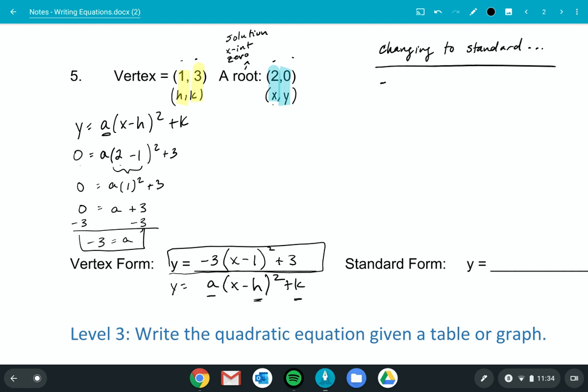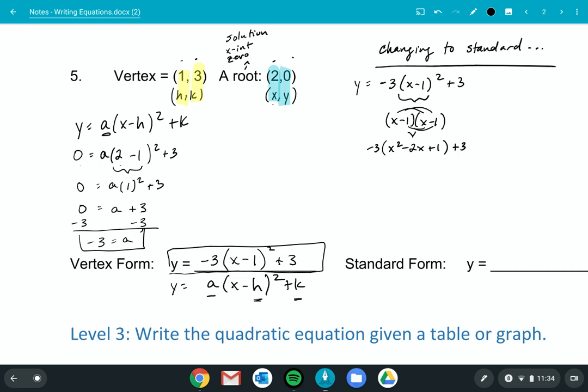I have negative 3(x - 1)² + 3. You can put the y there, but nothing's going to happen to it. So multiplying this out, keep in mind, (x - 1)² is (x - 1)(x - 1), which when I multiply that turns into x² - 2x + 1. So if you were confused last time, that's how I got that.